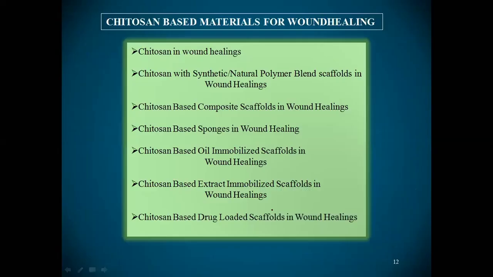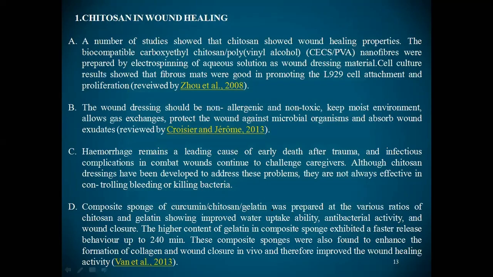Chitosan-based materials for wound healing: chitosan in wound healing alone or merged with other polymers or natural products. Chitosan with synthetic or natural polymer blend scaffolds in wound healing. Chitosan-based composite scaffolds, sponges, oil immobilized scaffolds, extract immobilized scaffolds, and drug loaded scaffolds in wound healing. First, chitosan in wound healing.